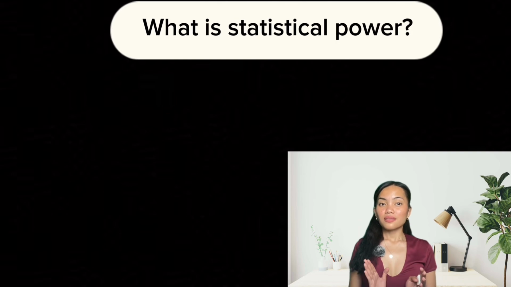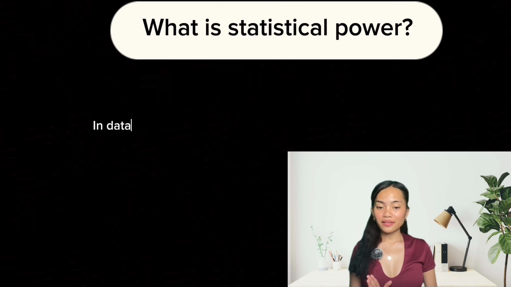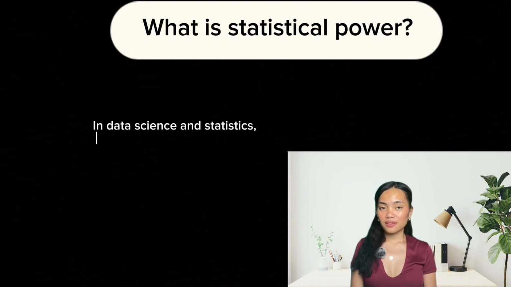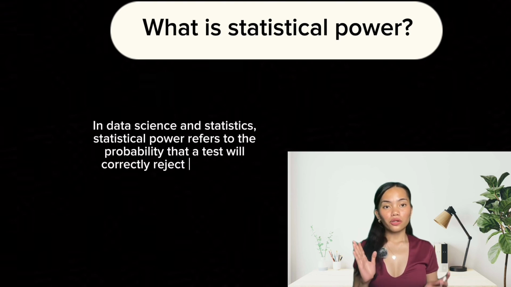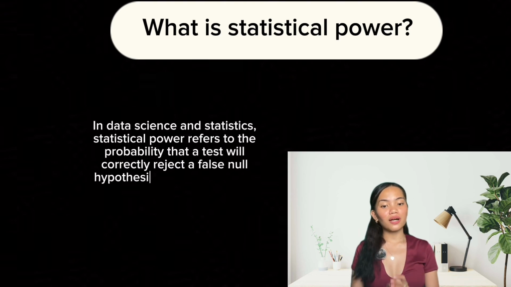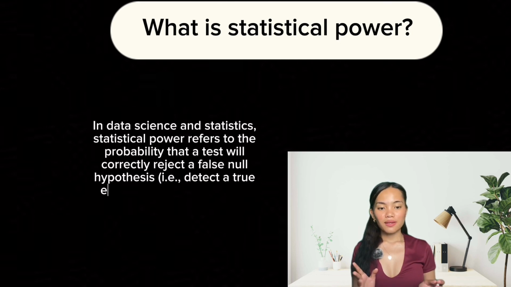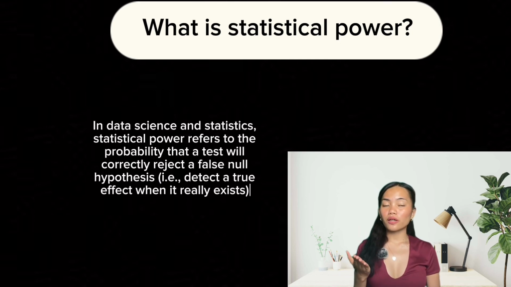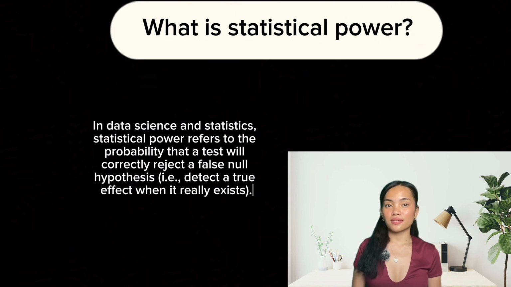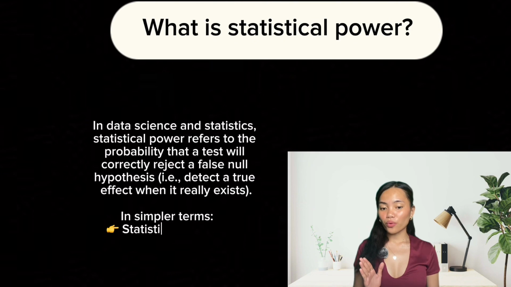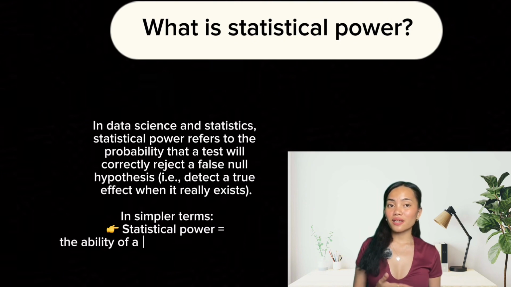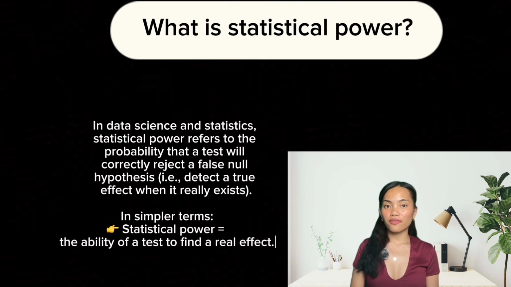What is statistical power? In data science, statistical power refers to the probability that a test will correctly reject a false null hypothesis. It detects a true effect when it really exists. In simple terms, statistical power is the ability of a test to find a real effect.